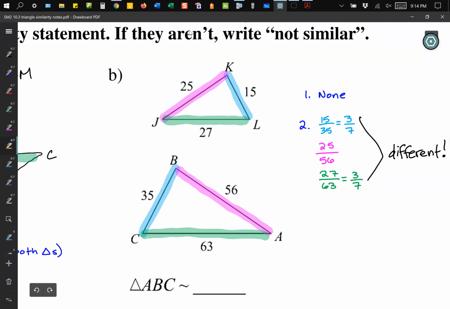Okay, well, what tests did we use? All of these were sides. Side, side, side. Side, side, side. So we used SSS. And down here, don't fill in the similarity statement. It says triangle ABC is similar to... well, it's not similar to anything. We just showed that it's not similar. So write not similar instead of filling it in.